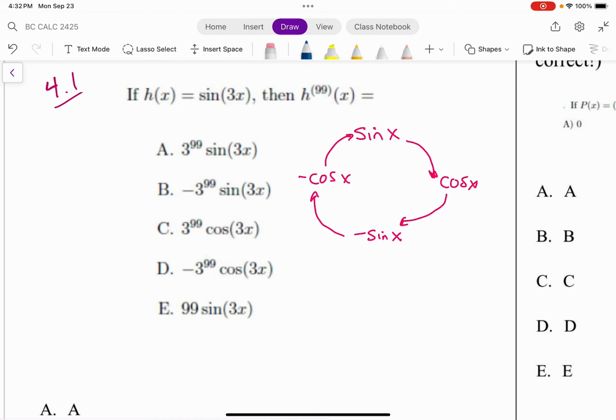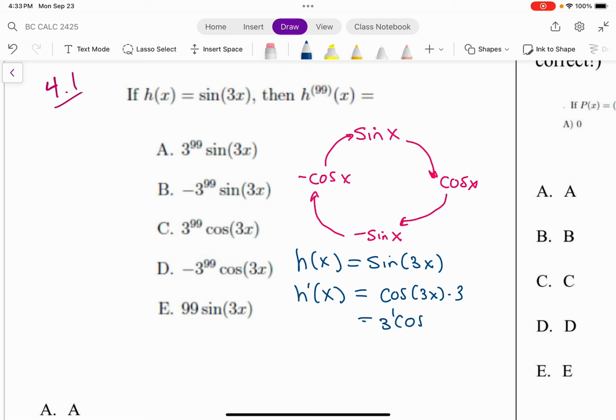All right, so we have h of x is sine of 3x. We could even call that the 0th derivative. That's a term often used. The first derivative would be cosine of 3x, and then by the chain rule times 3. So that's 3 to the 1 cosine of 3x. And I'm writing it to the 1 because I'm noticing exponents are going to matter if you look at the answer choices.